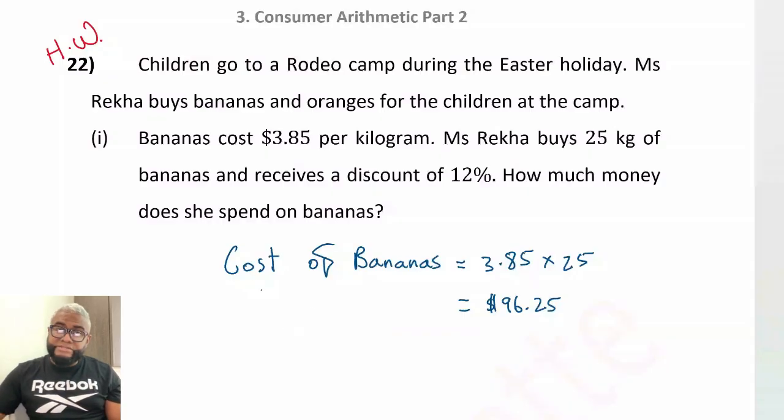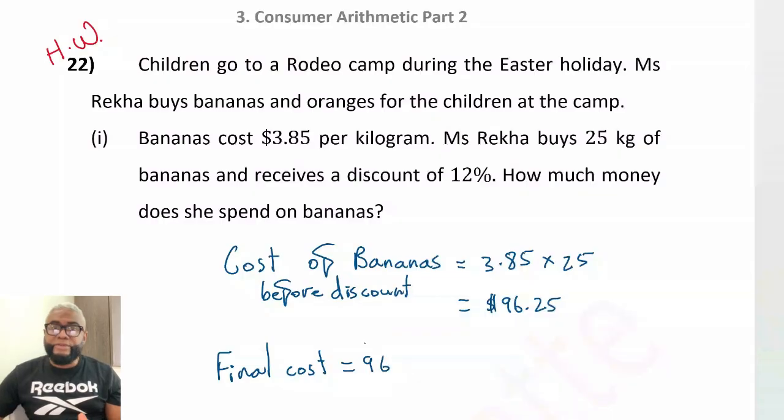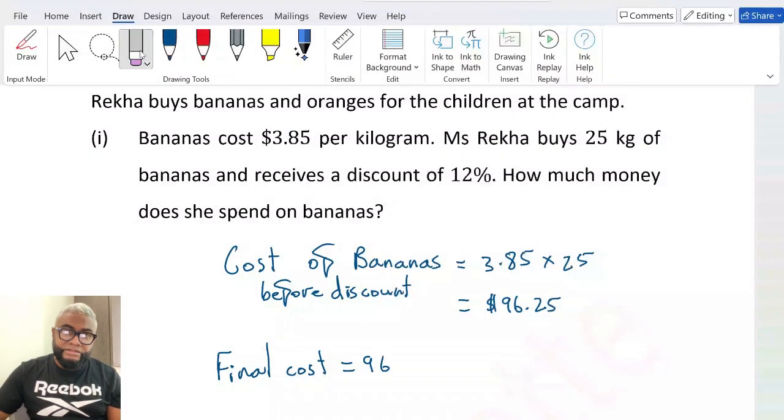So wait, this is the cost of bananas before discount. Right? So this is a final cost, right? So it'll be 96. Wait. We have to work out the discount first. Yeah, we have to work out the discount.